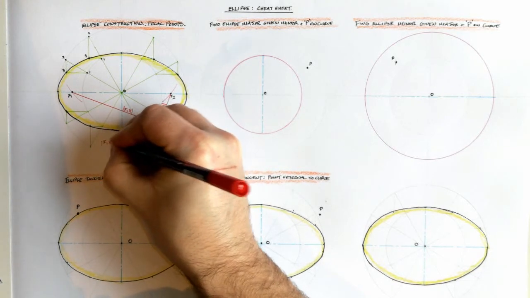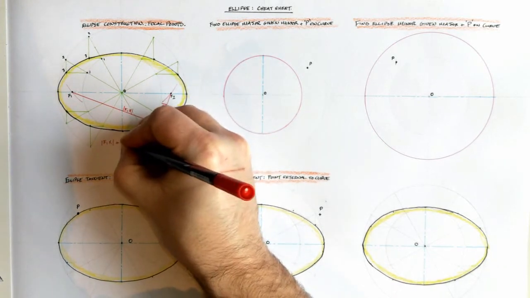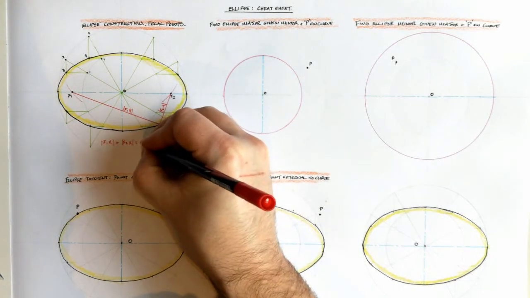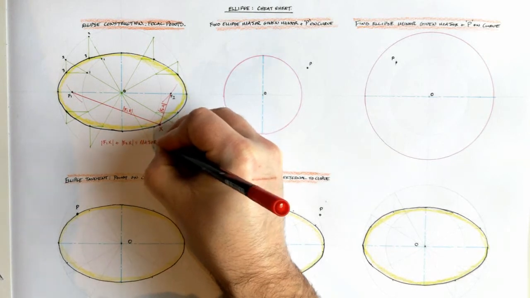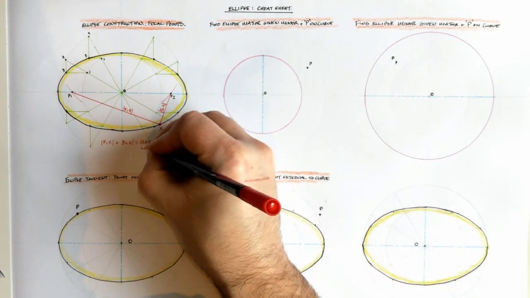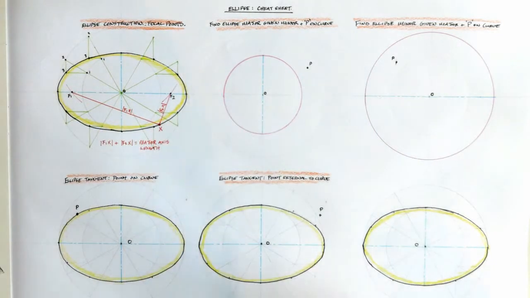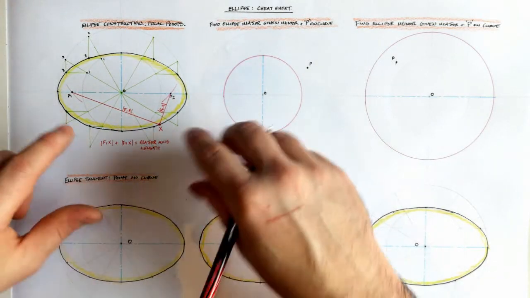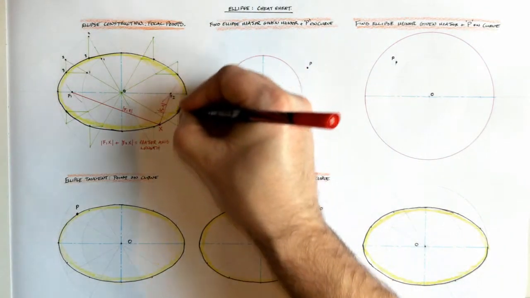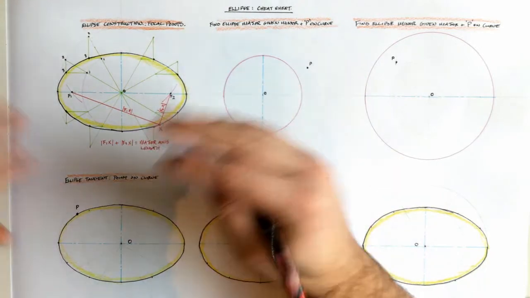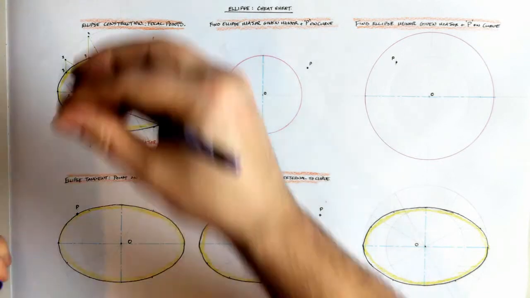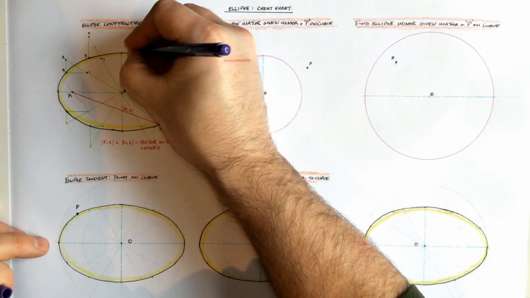So F1X plus F2X equals the major axis length. Hopefully that makes sense to you. Now here's the thing. I could place points anywhere on the curve of the ellipse, no matter where they are. Like for example here, I'll do another one. I'll call this point up here Y.